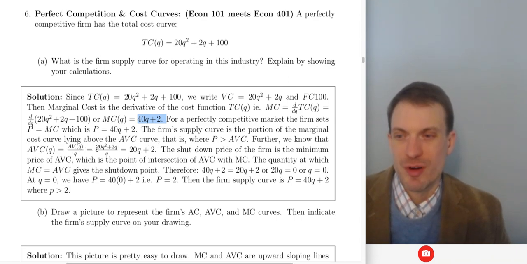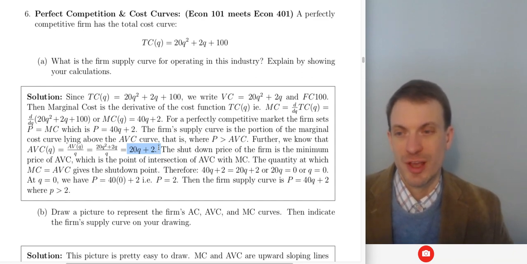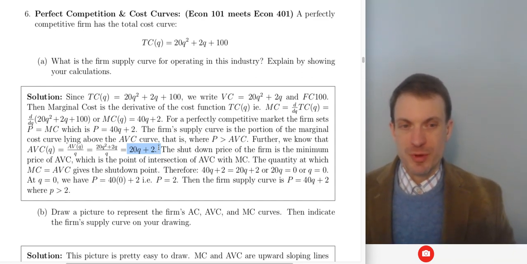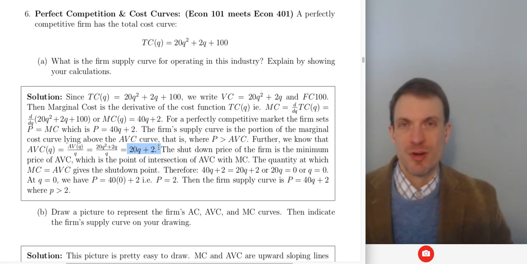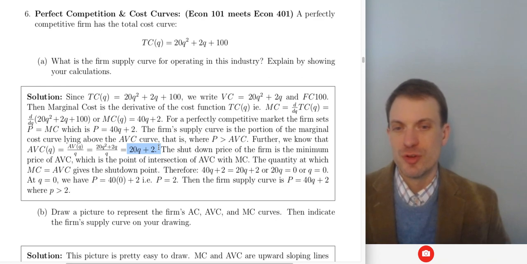So we know average variable cost is going to be variable cost divided by Q, which gives us 20Q plus 2. Notice the relationship. So marginal cost is P equals 40Q plus 2. Average variable cost is 20Q plus 2. So marginal cost is twice as steep. Indeed, it's going to cross average variable cost from below at its minimum. The minimum is going to be at the point 0, 2.